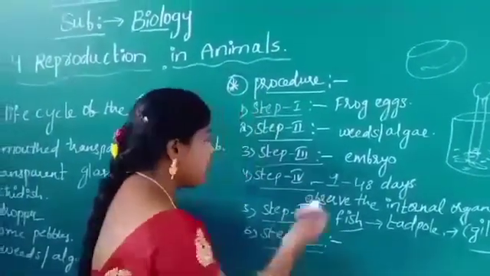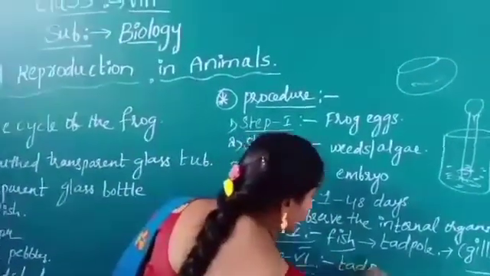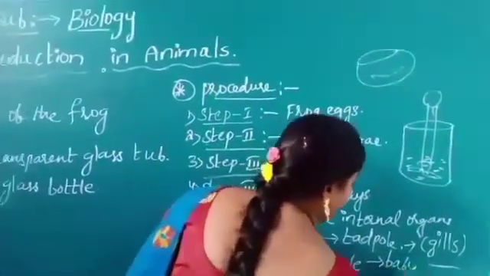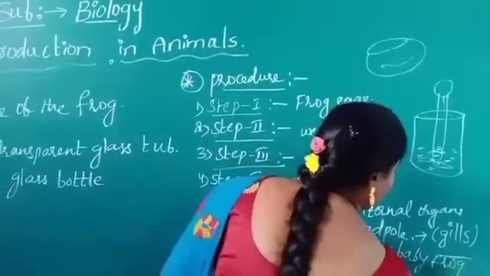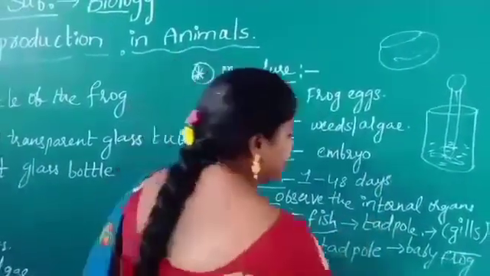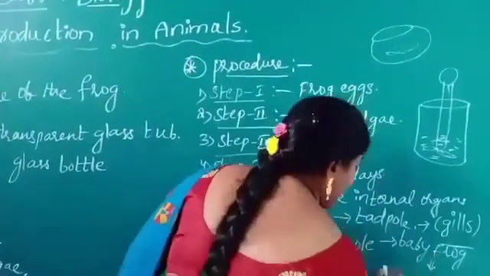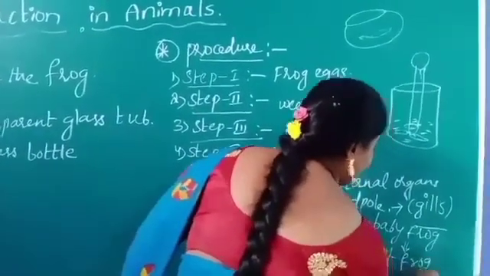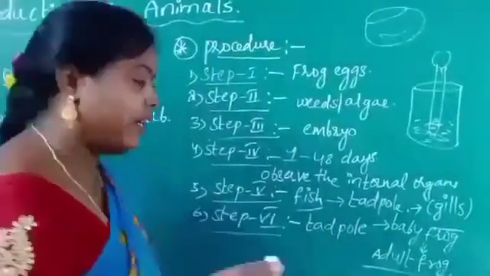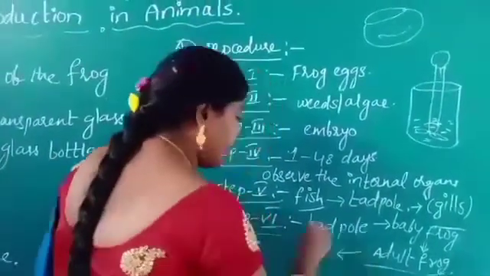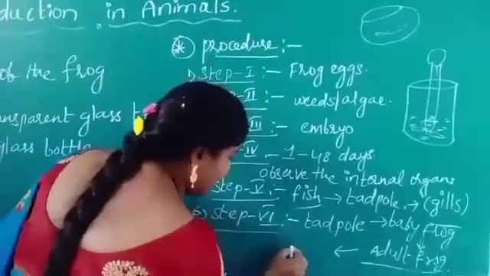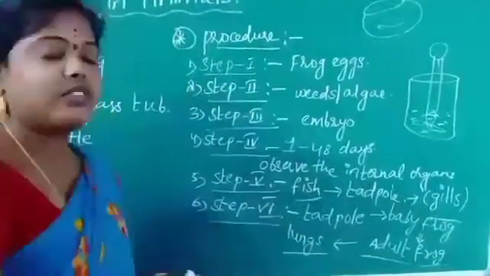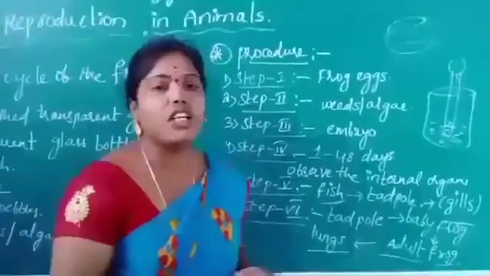Okay, children. So what happens? This tadpole structure, when it is developing, is converted into a baby frog, and the baby frog is converted into an adult frog. This adult frog takes respiration with the help of lungs.